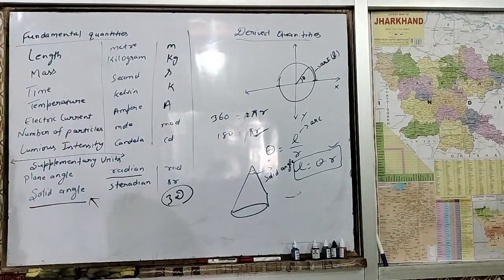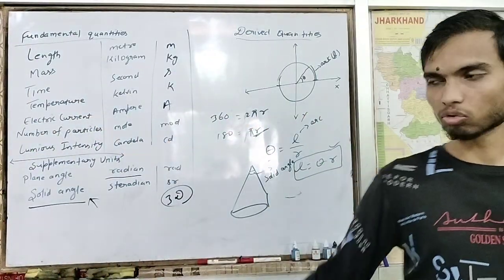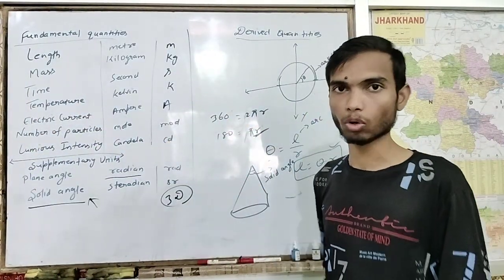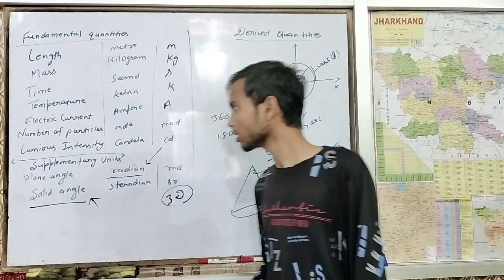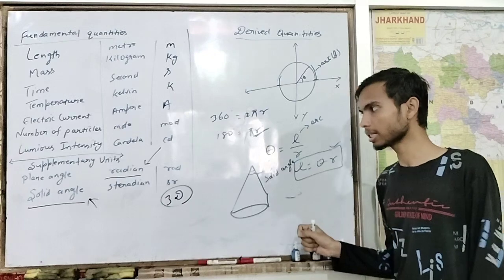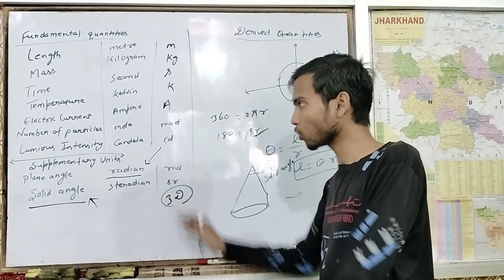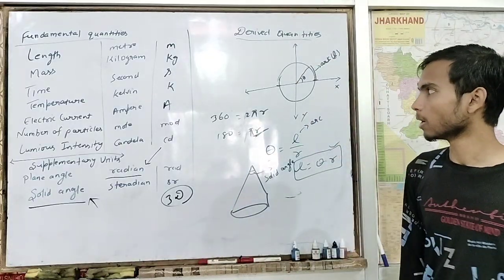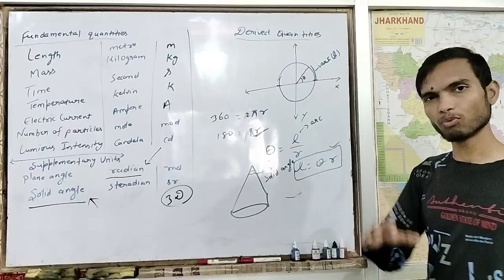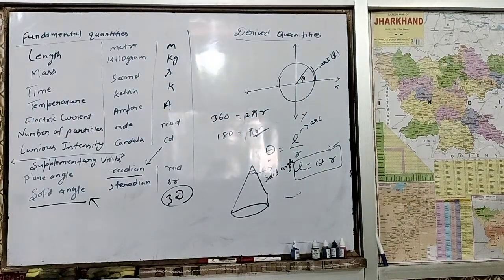Now here, the unit for a plane angle is a radian, not a degree. This is the standard. So the unit for plane angle is a radian, and the unit for solid angle is a steradian. The symbol for radian is rad, and the symbol for steradian is sr. Just sr. Now we are crystal clear about the fundamental quantities. I hope all of you are crystal clear.